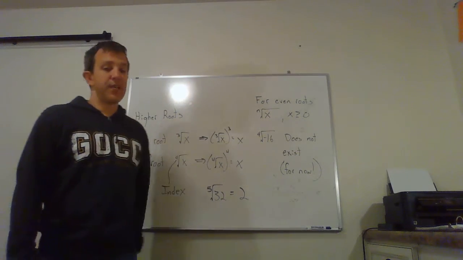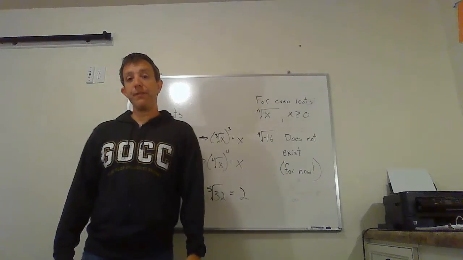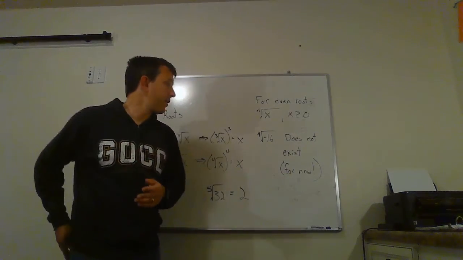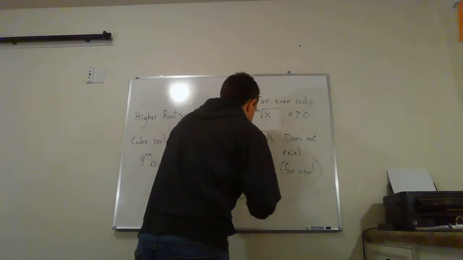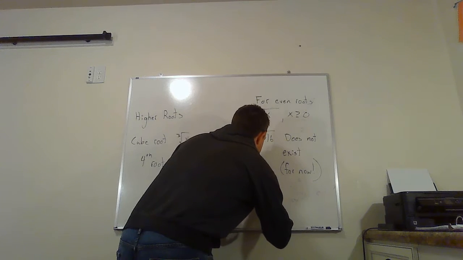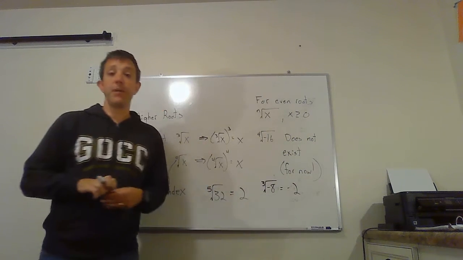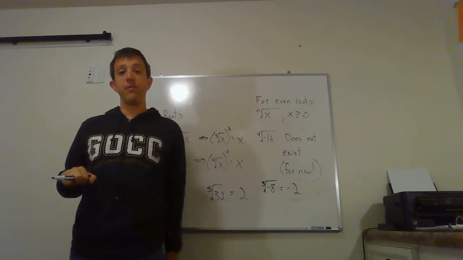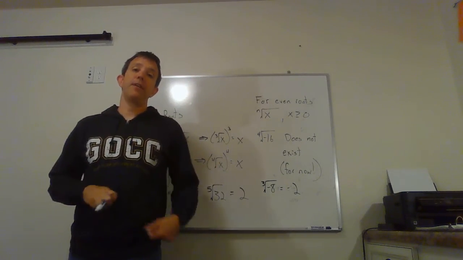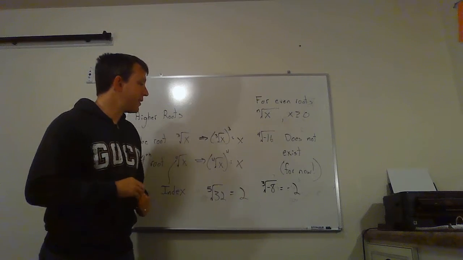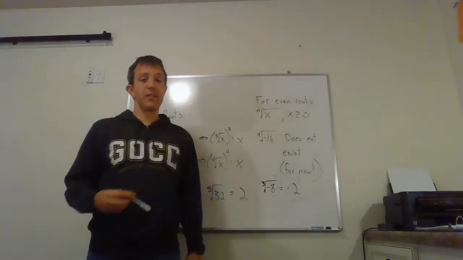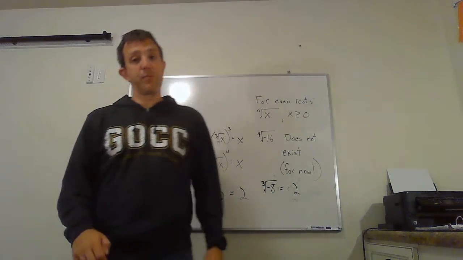Anyway, but for odd roots, that doesn't matter. You can take the odd root of a negative because, for instance, if we had, say, the third root of negative 8, that is equal to negative 2, because if you multiply 3 negative 2's together, you will get a negative 8. So odd indices, you can do negatives. Even indices right now, you cannot. All right, let's get some more on the board.